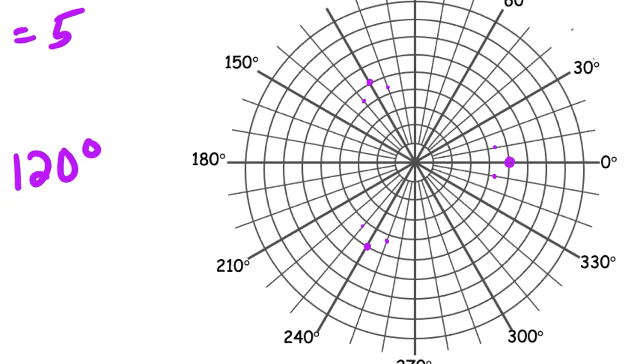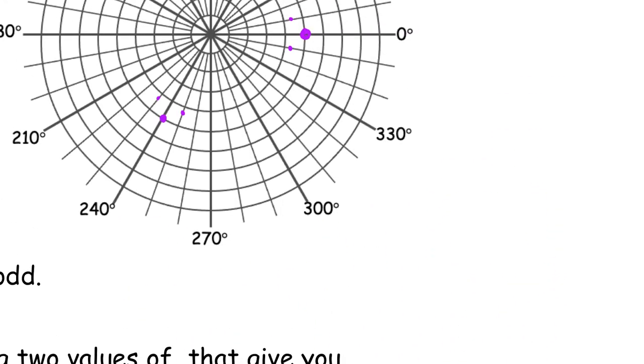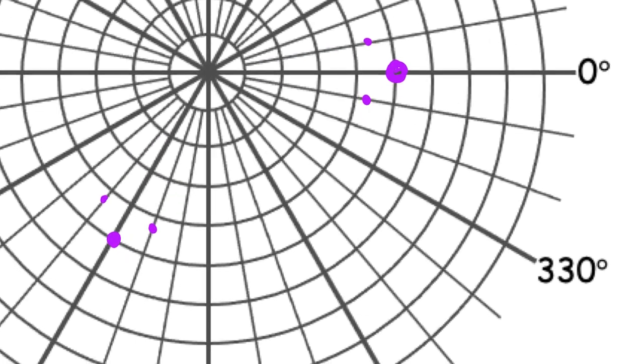Then our other one was 2.5 at 20. So I'm going to go 2.5 at 20. And it's 2 away, so I'm going to just slide over and do 2.5. So then it's 2 away, 2.5, 2 away, 2 away, and then 2.5, 2 away, and 2 away.